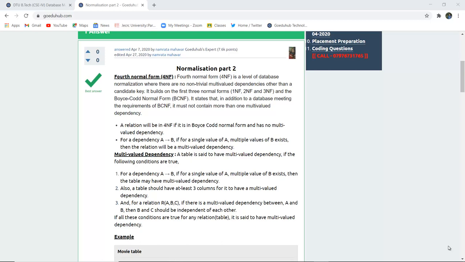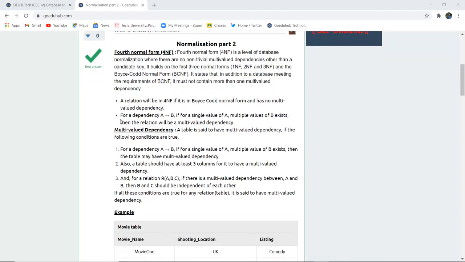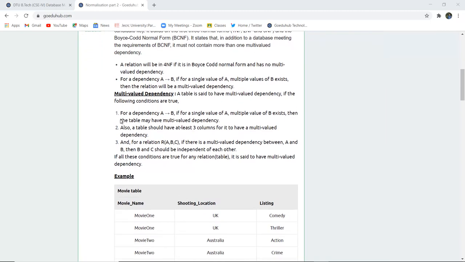It builds on the first three normal forms, 1NF, 2NF and 3NF, which we discussed in the previous video, and the BCNF normal form. It states that in addition to meeting the requirements of BCNF, a database must not contain more than one multi-valued dependency. So it majorly focuses on multi-valued dependency in a database management system. A relation will be in 4NF if it is in BCNF and has no multi-valued dependency.